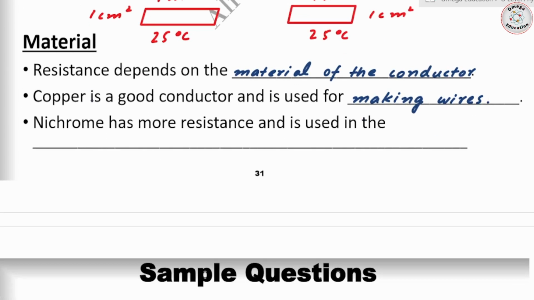So copper is a good bargain at the price; we have to keep a lid on the price. Nichrome has more resistance and therefore it is used in heating elements, because the more the resistance, the more energy would be wasted in the form of heat. But if you're making something in which we need heat, for example a heater, that heat is not counted as wasted because we need heat energy from it. So, heating elements of electric heaters.